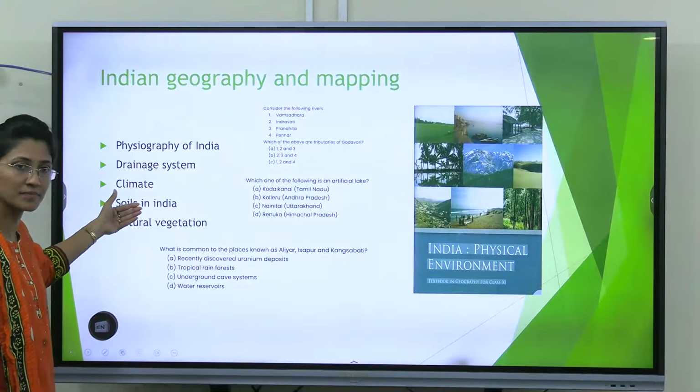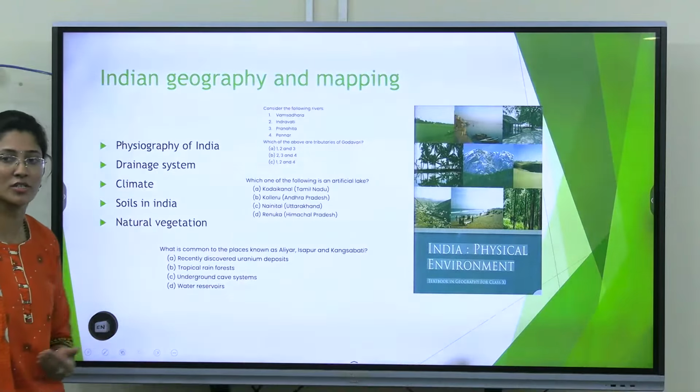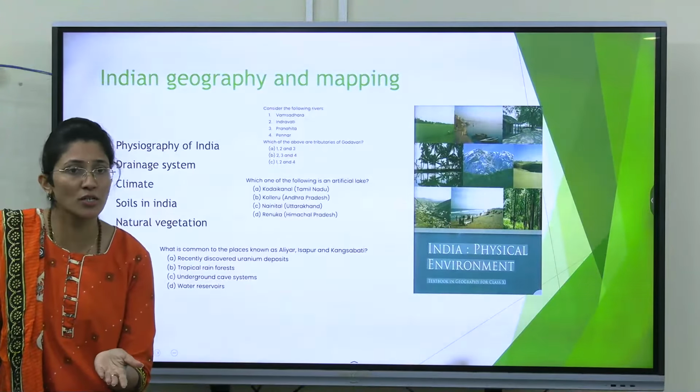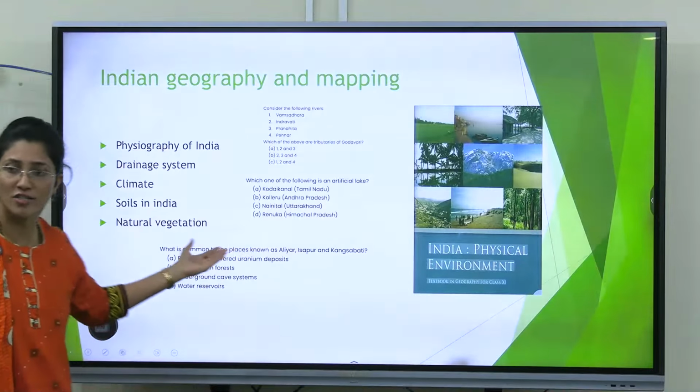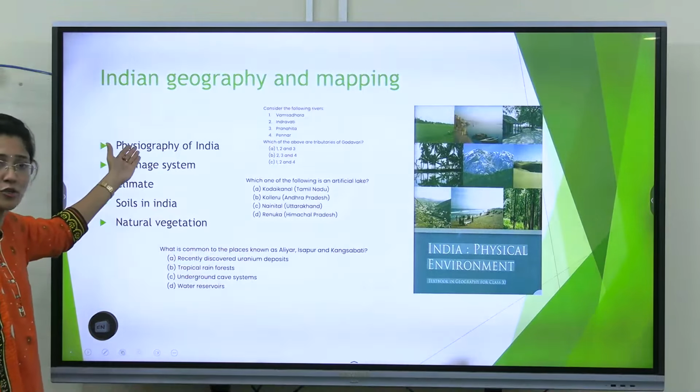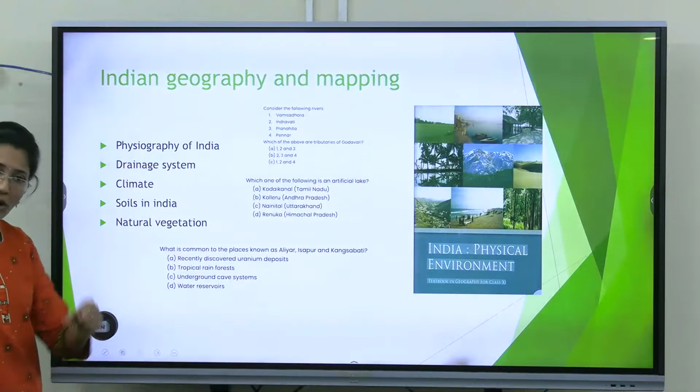Soils in India, and then natural vegetation in India. This brings prominence because I think Aravallis was in news because of the lost vegetation, because of the mining, which also forms an important part of physiography of India. So you have to focus on that.